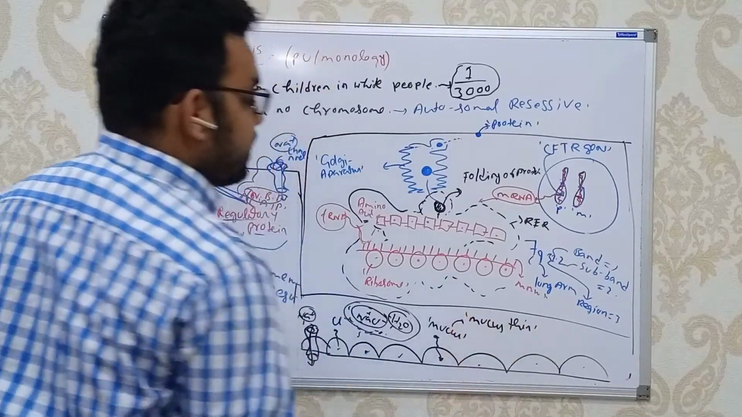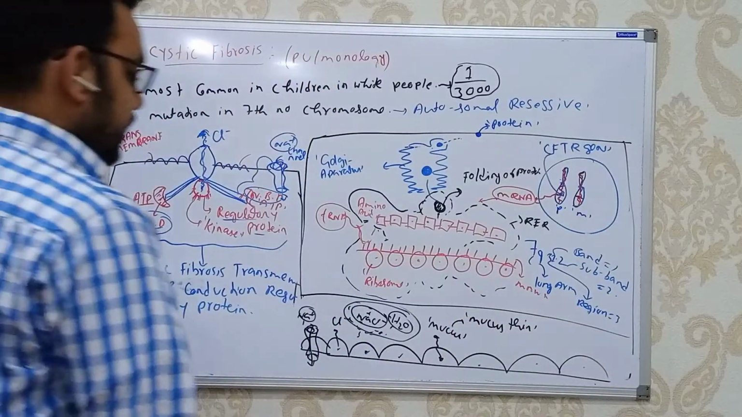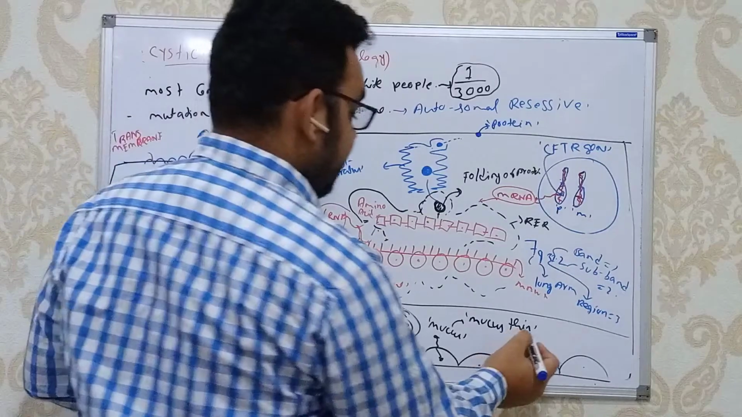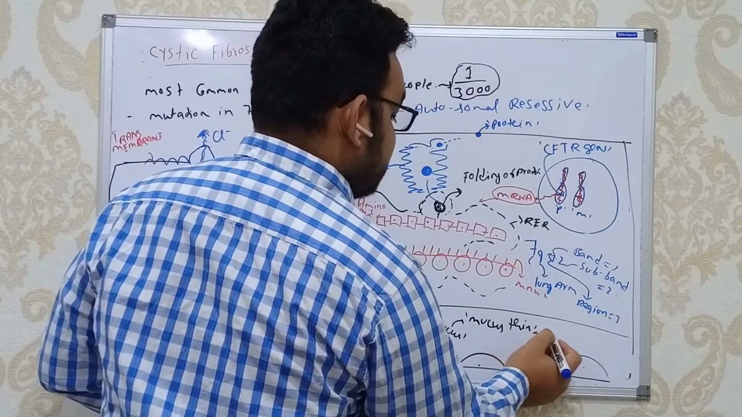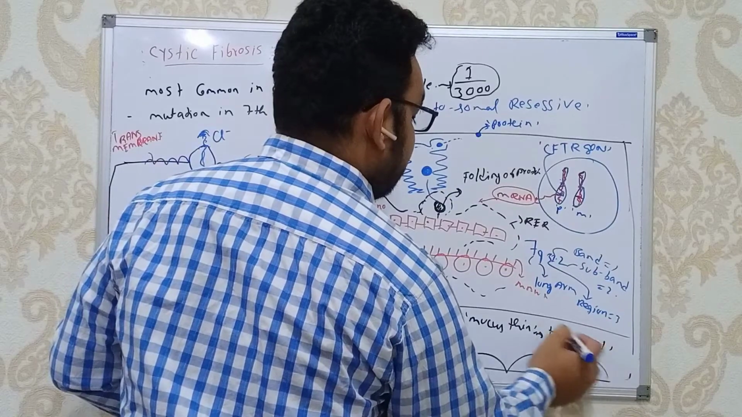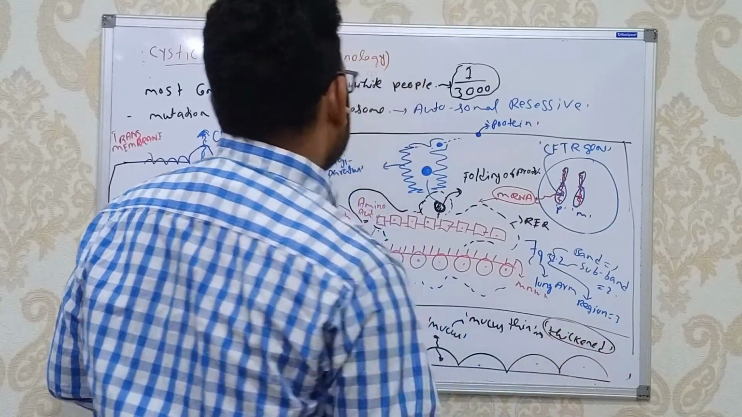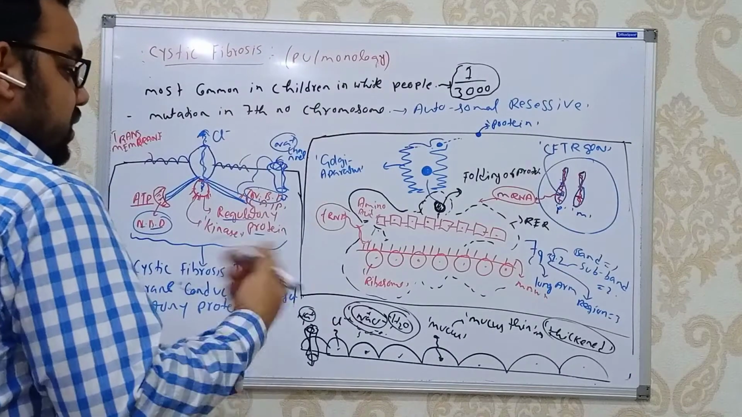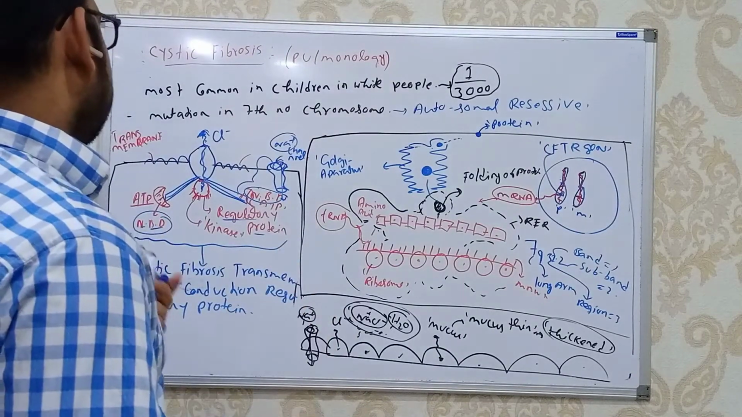Mucus will be thin and not that thick. Then what type of problem will we see if the mucus gets thickened? That is actually the cystic fibrosis disorders. Now this is how the CFTR protein works normally.